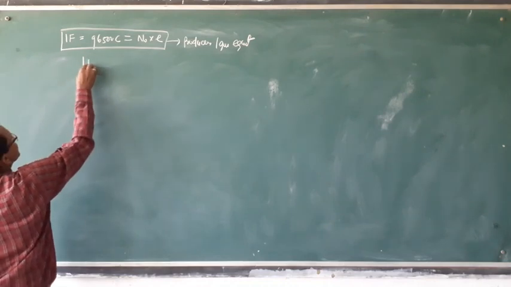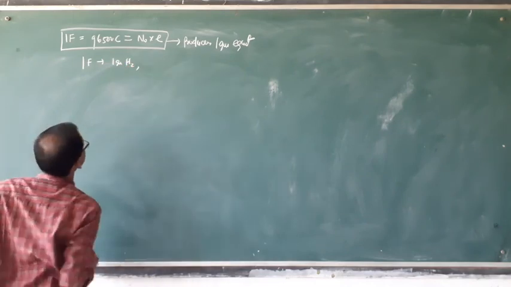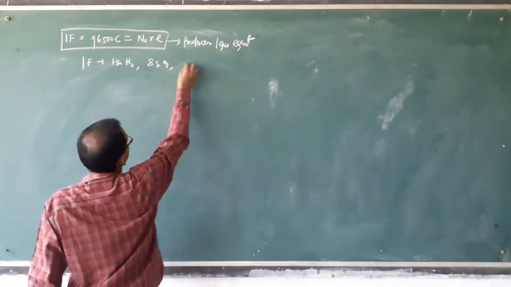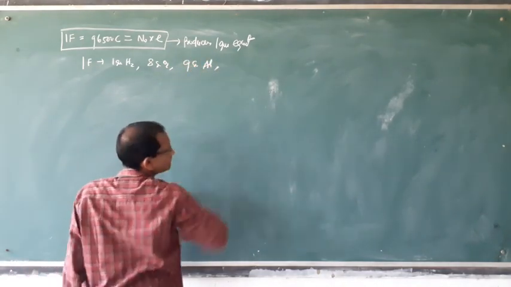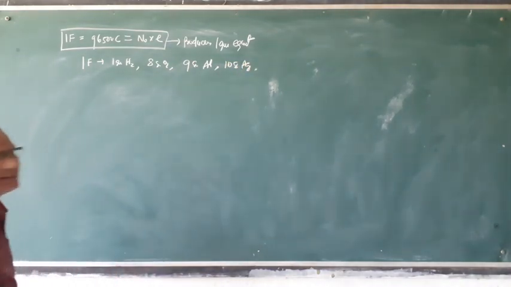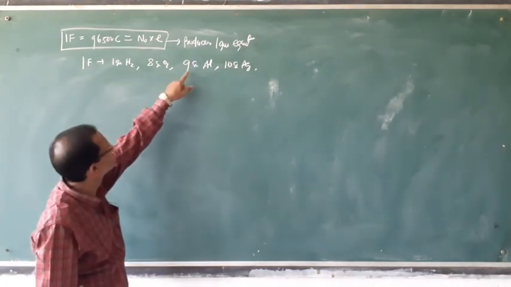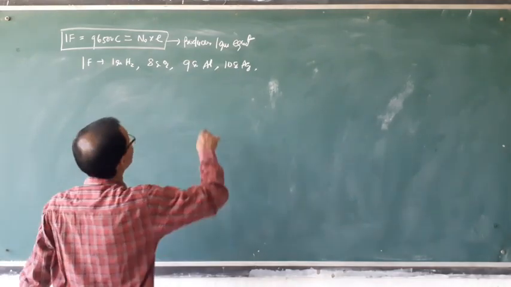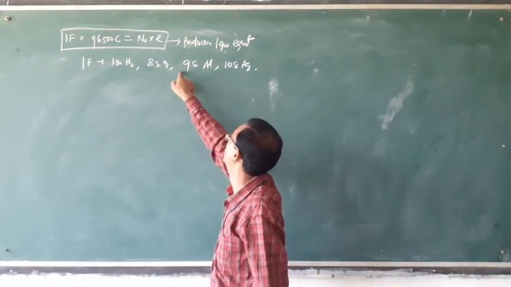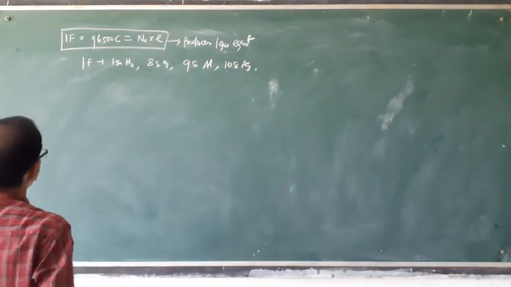It means if you pass 1 Faraday, it will give 1 gram of hydrogen, 8 gram of oxygen, 9 gram of aluminium, 108 gram of silver, like this. The current is the same, but the mass of substance produced depends upon its equivalent mass. Hydrogen 1, oxygen 8, aluminium 9, silver 108, because these are the equivalent masses of the substances.